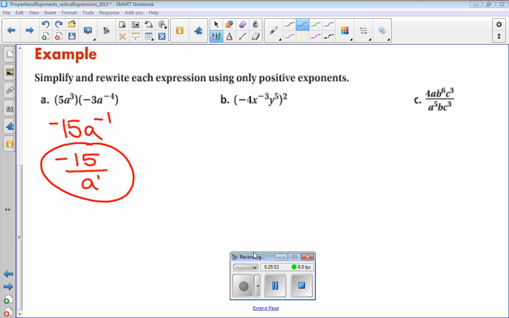I multiplied the numbers in the front, 5 times -3. I added the powers because they both had the same base as a. Because I can't have a negative exponent, I put it in the denominator of my fraction.